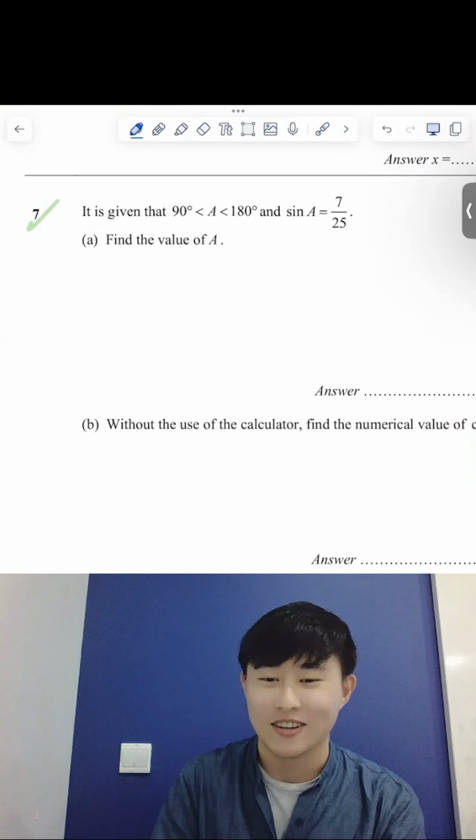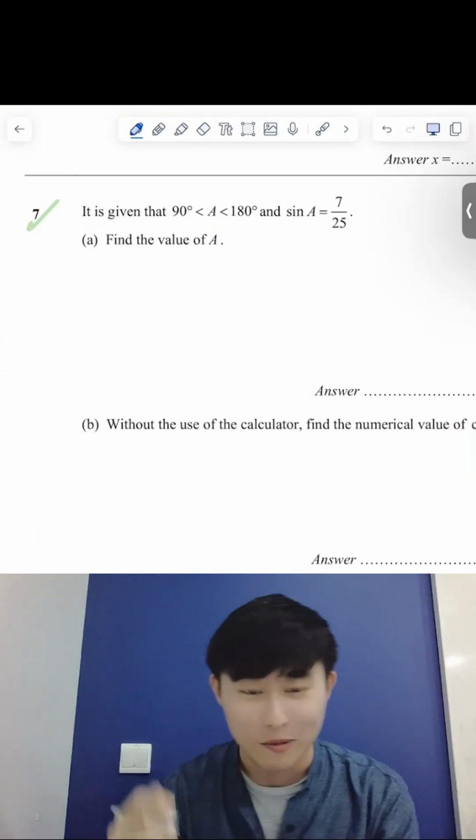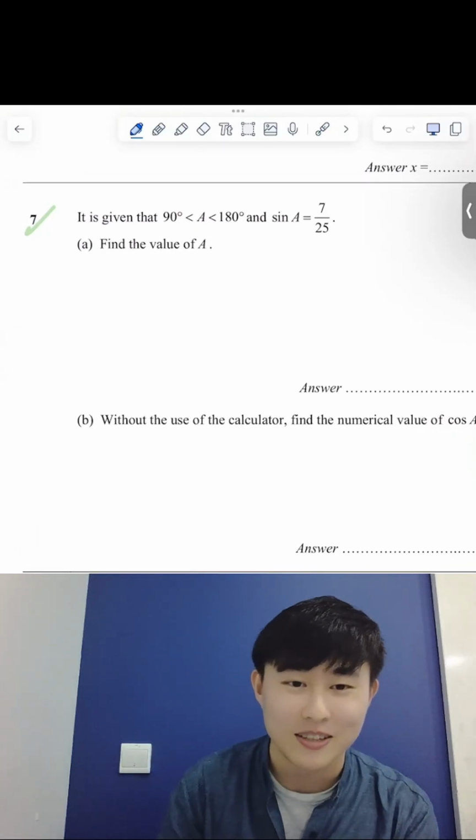Cool, ha ha ha. Math jokes. Oh yes, you are. Nice, I am pretty sure you're going to get an A1 for your O levels.